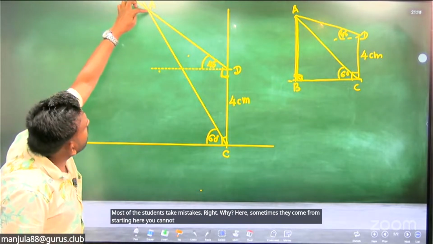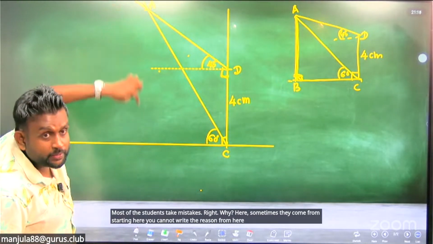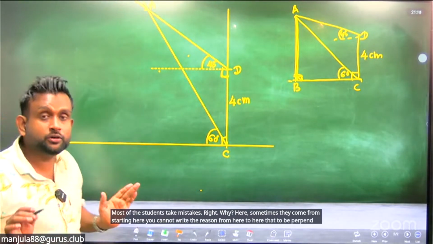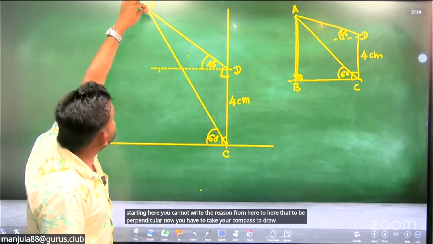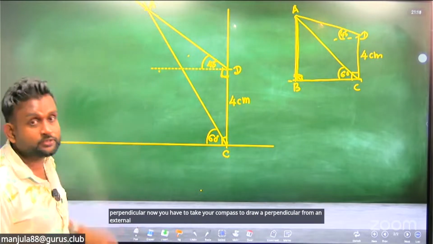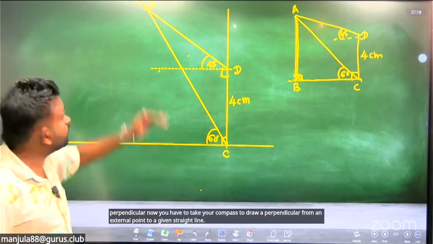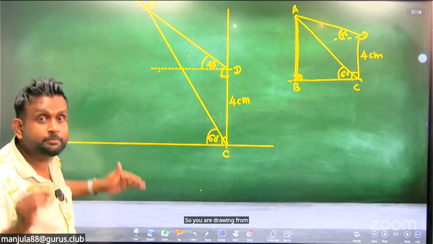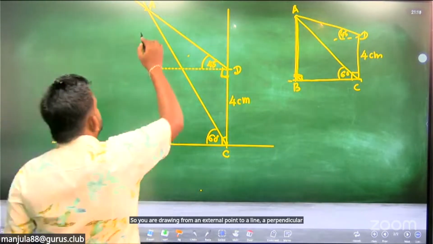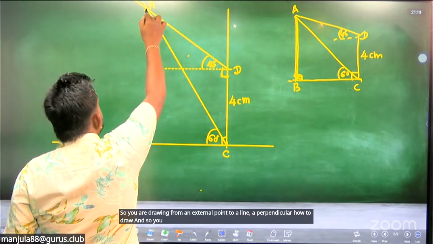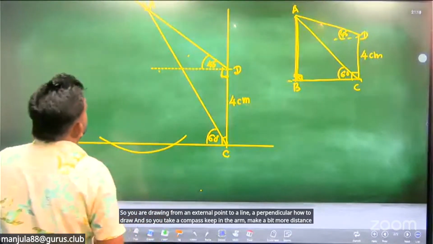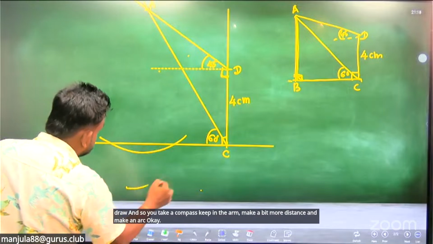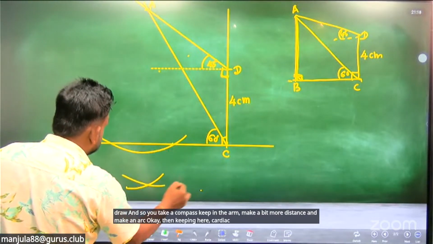Right, the reason from here to here is for it to be perpendicular. Now you have to take your compass to draw a perpendicular from an external point to a given straight line. So you are drawing a perpendicular from an external point to a line. How to draw? Take a compass, keep it there, make a bit more distance and make an arc. Then keeping it here, cut the arc, keeping it there, cut the arc.